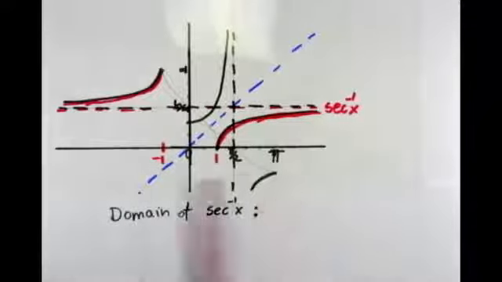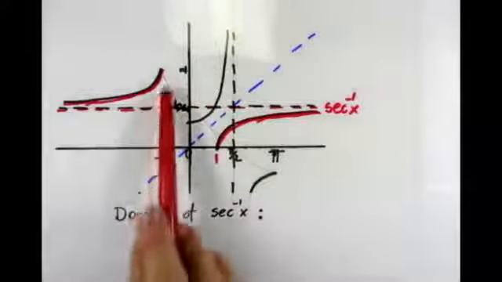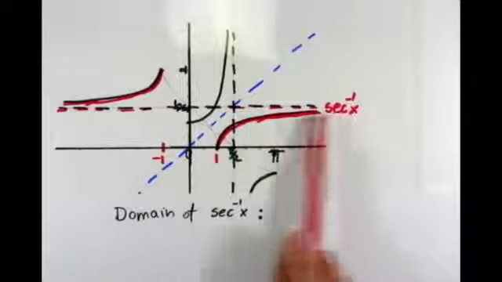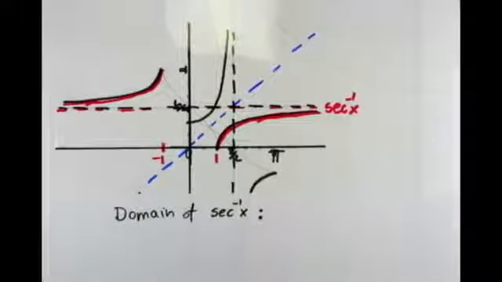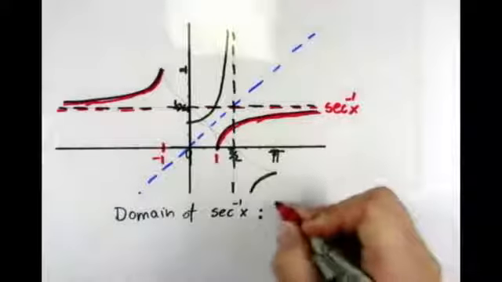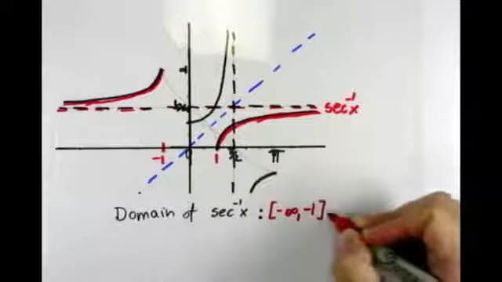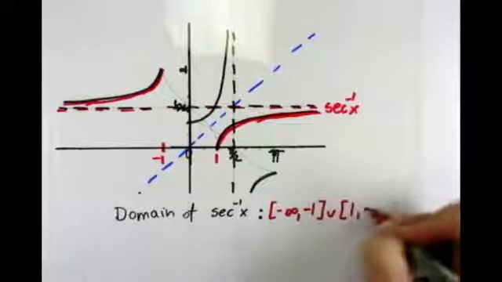So the domain will be from -infinity up to -1, and then from 1 to infinity, because that's the window where we have the graph. So we have -infinity up to -1, and then we have 1 to infinity.